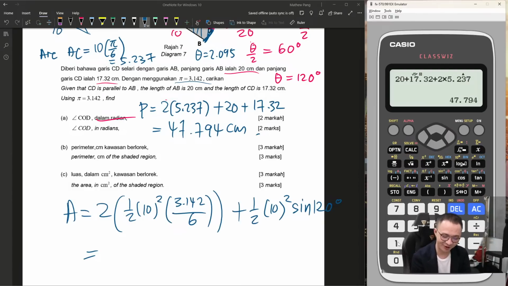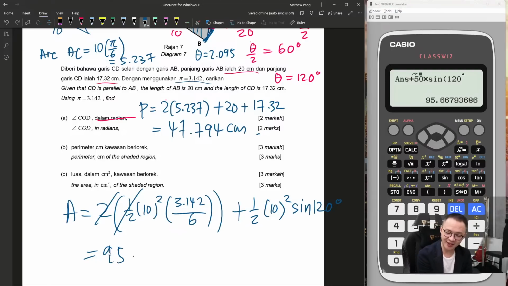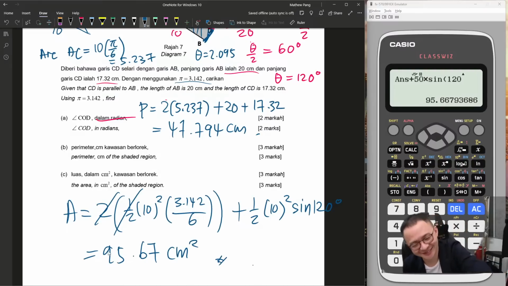Change my angle unit back to degrees. This one and this one I cut. So 100 multiply 3.142 over 6, plus 50 multiply sine 120. So the final answer is 95.67 centimeters squared.